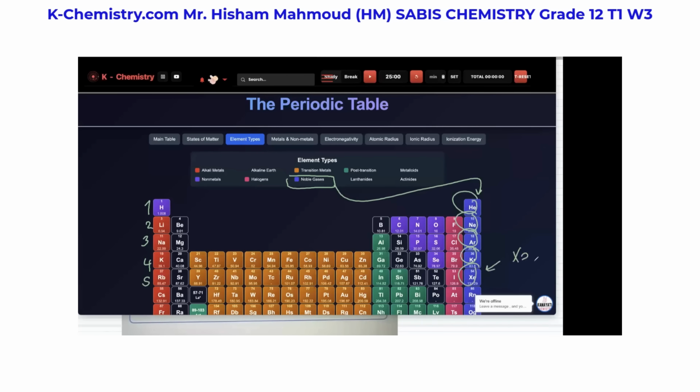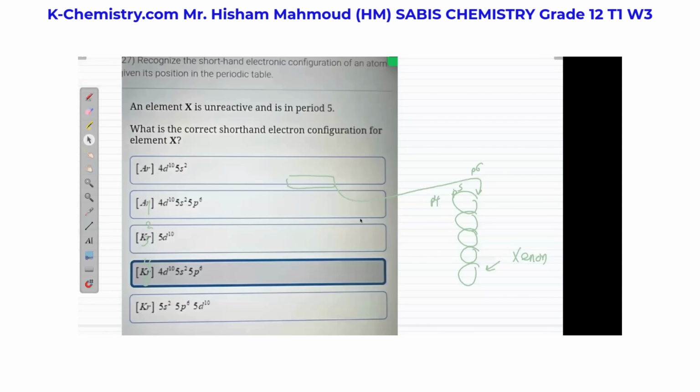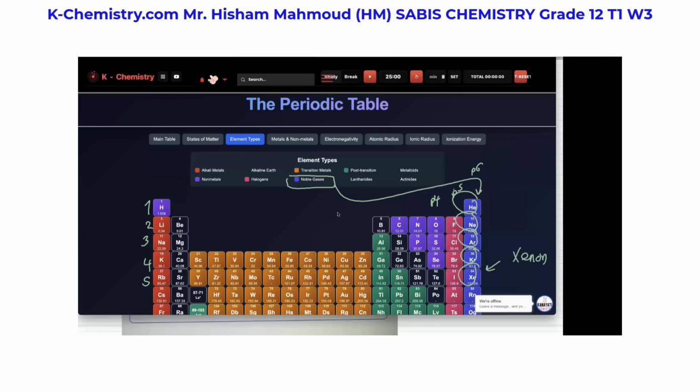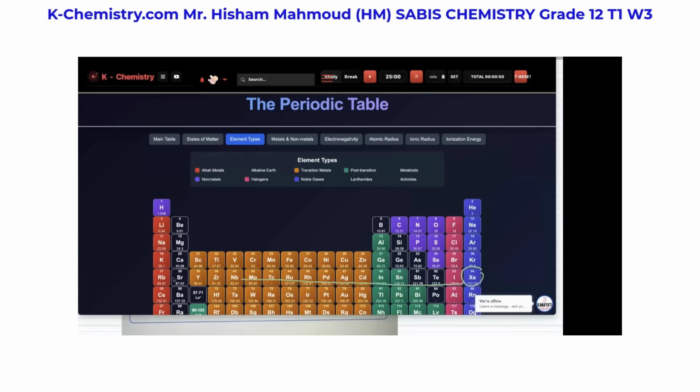I am xenon. What is your configuration? I will end with p6. How did you know that it ends with p6? Anything that's here ends with p6, anything here p5, anything here p4, and so on. Okay, what is the question? Find its electronic configuration, but using the shorthand configuration. For shorthand configuration, we said you have to go to the previous noble gas. So keep walking left, left, left, until you meet the first noble gas.